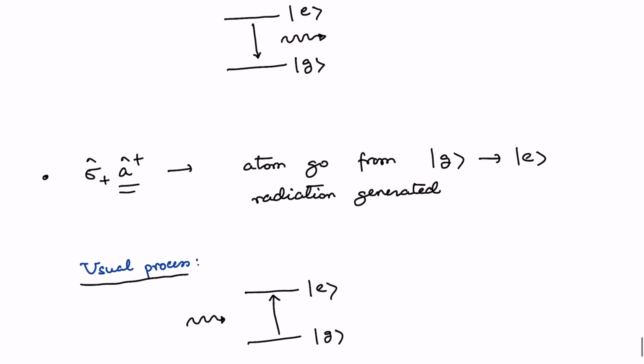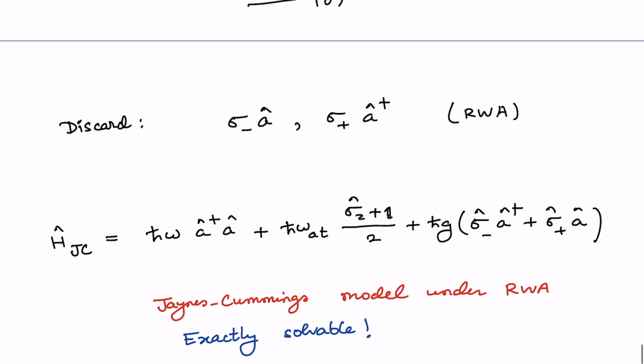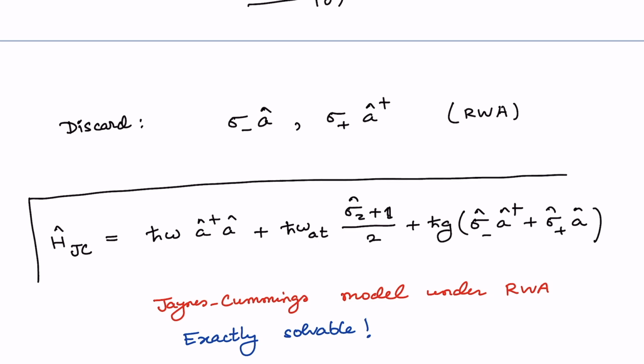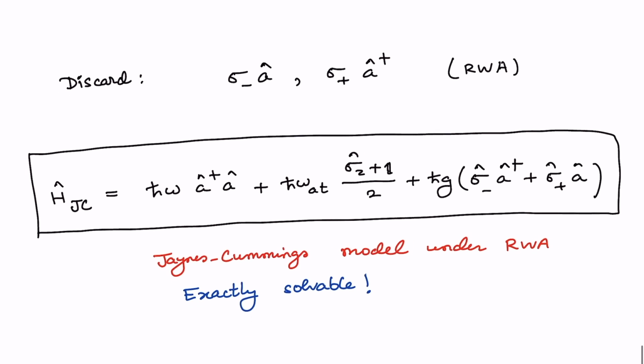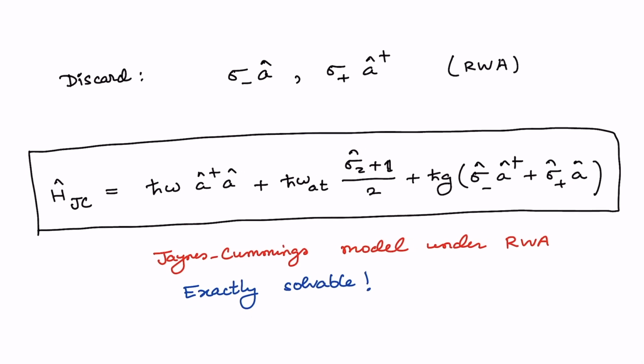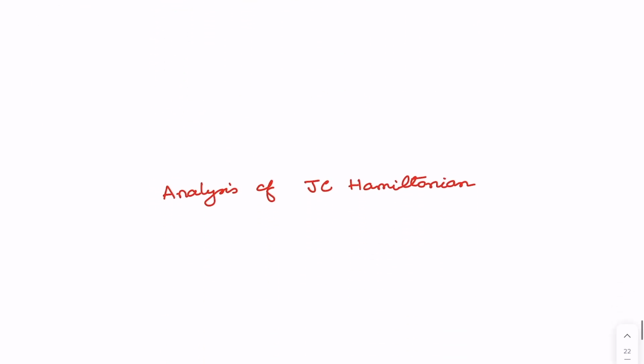That's the reason these two terms you can neglect or discard under the so-called rotating wave approximation. Then you can write this final Hamiltonian. This is called the Jaynes-Cummings Hamiltonian under the rotating wave approximation, and this Hamiltonian is exactly solvable. Let us make an attempt to analyze this JC Hamiltonian.